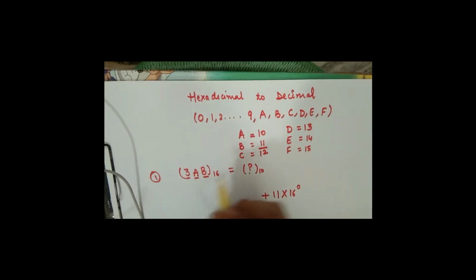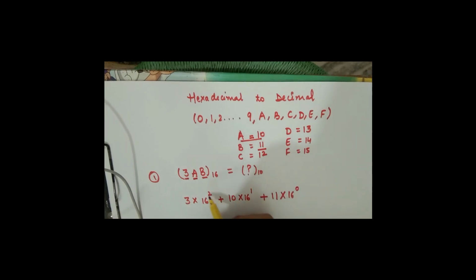Now next is A. The value equivalent to A is 10. 10 multiplied by 16 raised to the power 1 plus. Next number is 3, the leftmost digit, 16 raised to the power 2. I hope now you are clear with the concept of power also and why here it is 16 raised to the power 0, 1 and 2. Okay, now 16, any number raised to the power 0 is 1. 1 into 11 plus 16 into 10 plus 16 power 2 is 256 into 3.